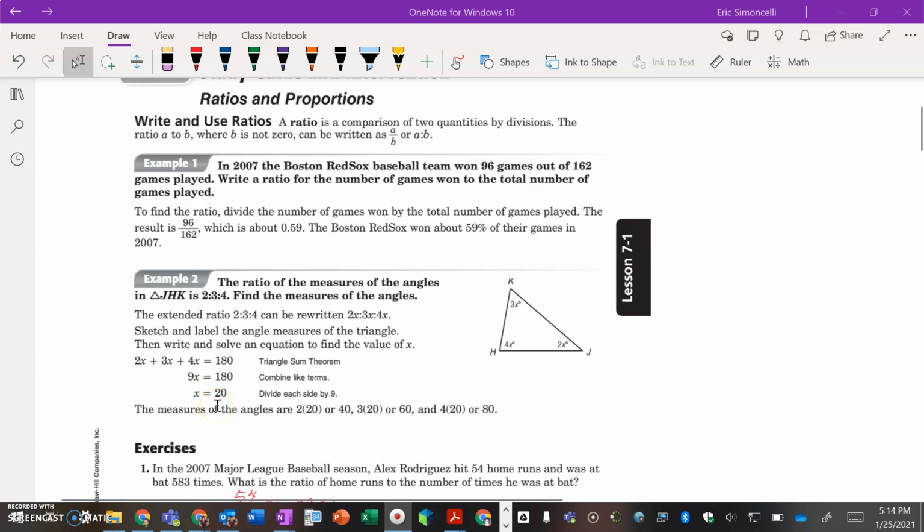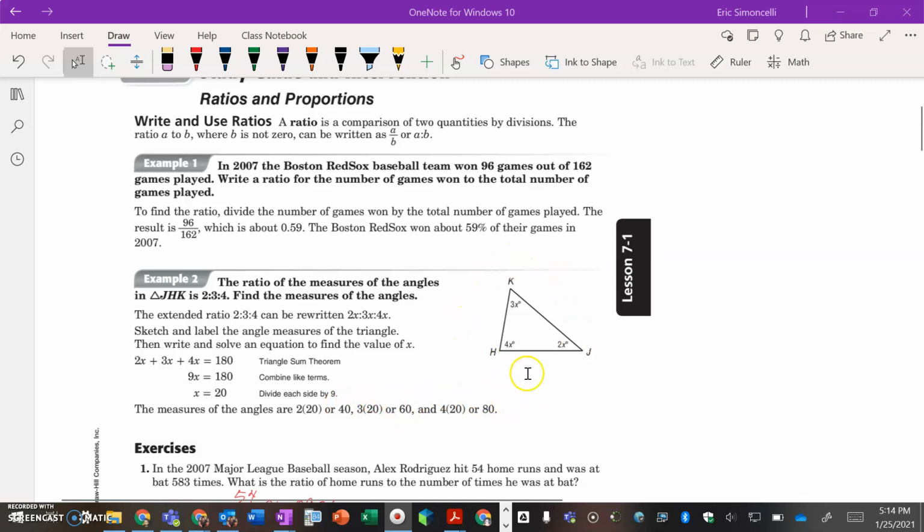Not quite done, though, with the problem. Once you get x to be 20, you still have to find the measures of the angles, so we're going to plug it in accordingly. 2 times 20, that's easy enough, that's 40. Then 3 times 20, that's 60, and lastly 4 times 20, so 80. So 40, 60, and 80. And yes, those three angles do add up to 180.